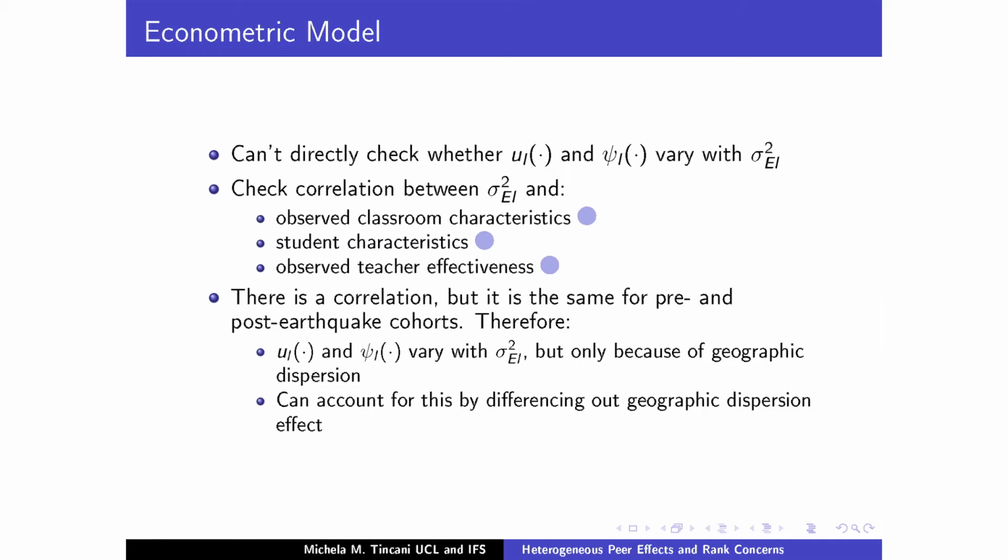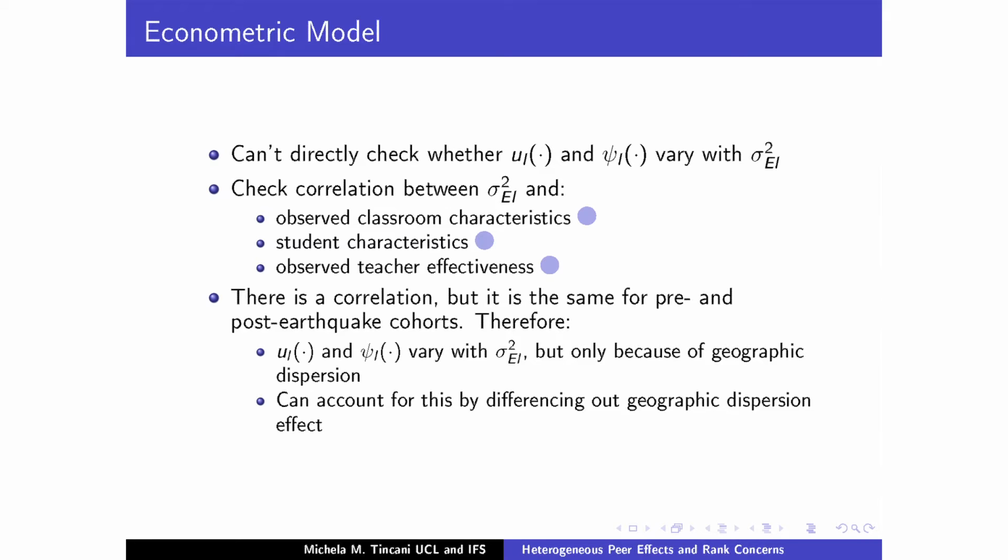Is variance of seismic intensity correlated with student characteristics? That would indicate that maybe there's a resorting of parents, certain parents avoided classrooms that had larger variance in damages. That would be problematic for me. Or do I see a correlation between variance of seismic intensity and observed teacher effectiveness? That would generate indirect peer effects. Here, my measure of teacher effectiveness is how much of the curriculum teachers were able to cover. Clearly, if the answer was yes to any of this, I would be in trouble. I'm like, no, I don't like that answer.